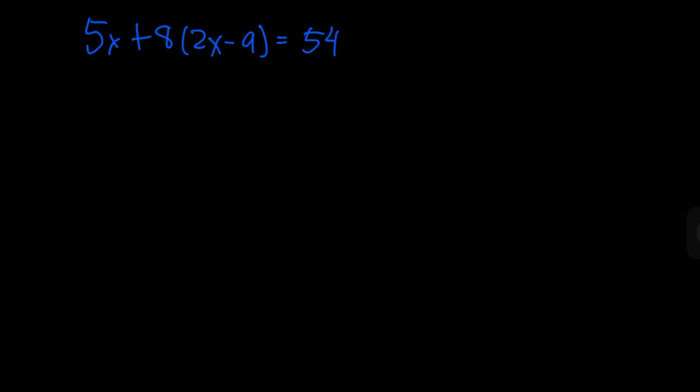In this video, we're going to solve a linear equation in one variable problem. So the problem is 5x plus 8 times the quantity 2x minus 9 is equal to 54. So what we're going to do here first is we're going to distribute 8 on 2x minus 9.